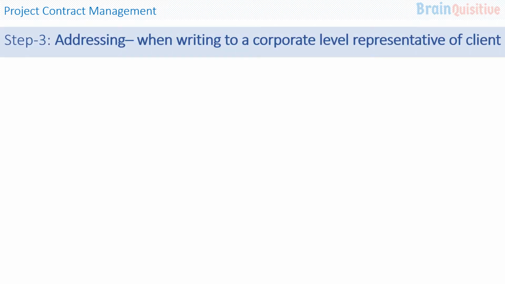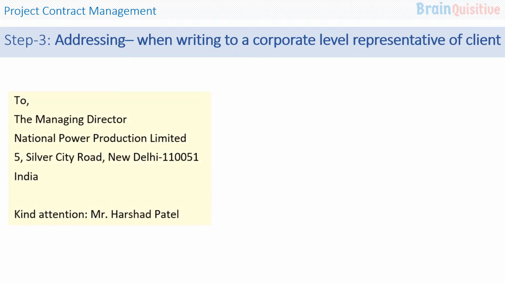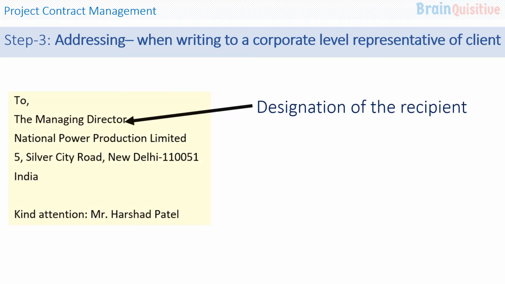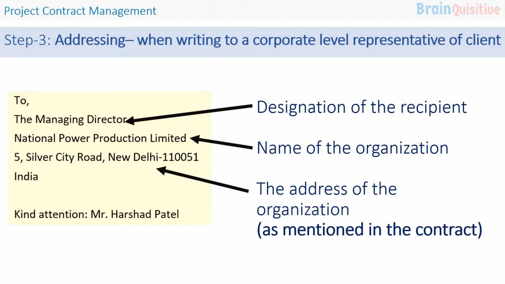When you are writing to a corporate level representative of the client, then you can address like this. The designation of the recipient, then the name of the organization, the address of the organization as mentioned in the contract, and provide the name of the recipient with a kind attention mark.